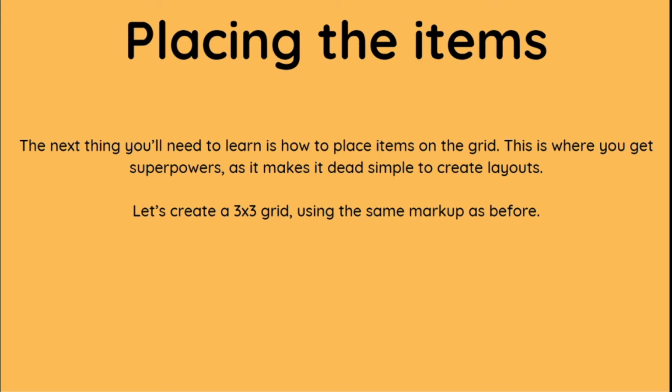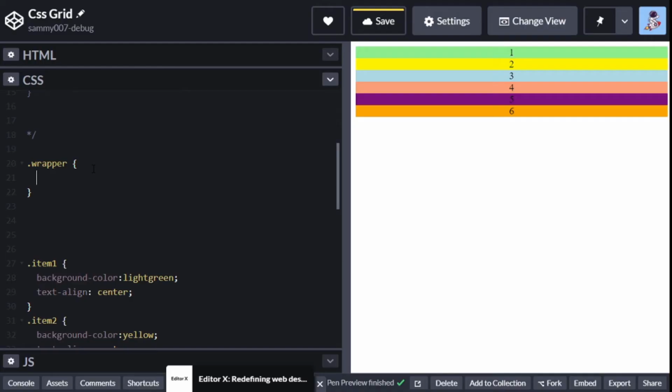The next thing we'll need to learn is how to place items on the grid. This is where you get superpowers as it makes it dead simple to create layouts. Let's create a 3x3 grid using the same markup as before.